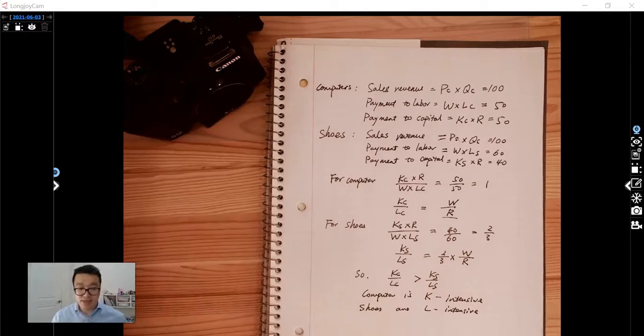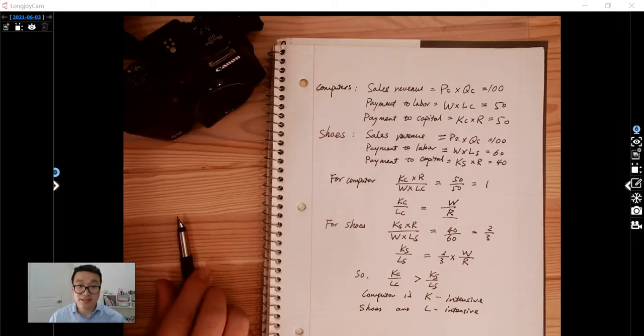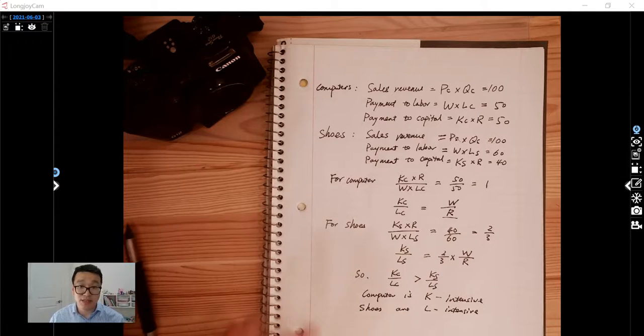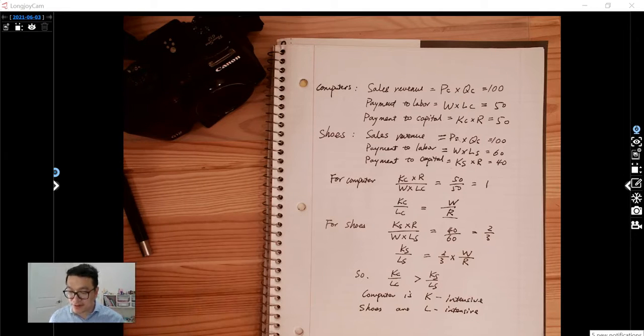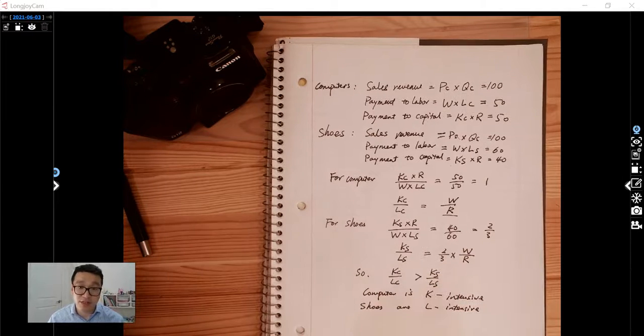So this actually confirmed what we expected in this case. Computer is capital intensive, shoes is labor intensive. So depending on the country's factor abundancy, the country can export its abundant factor intensive goods. As for the first part of the question, we can prove that computer is capital intensive.